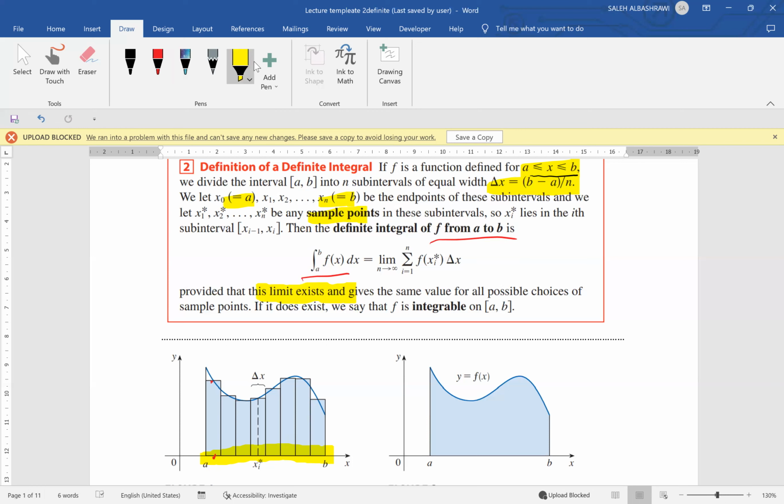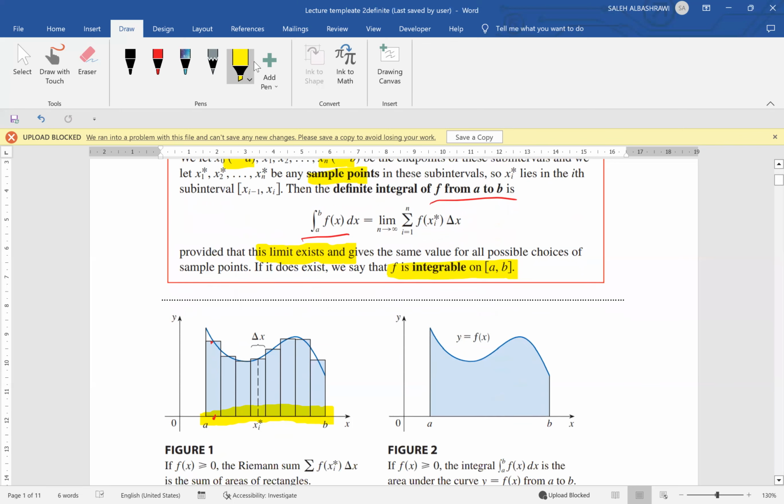This will give the same value for all possible choices of sample points. In this case, we say that f is integrable on a, b. If the limit exists, then we say that the function is integrable over a and b. Integrable means we can find a finite value for this process of integration.